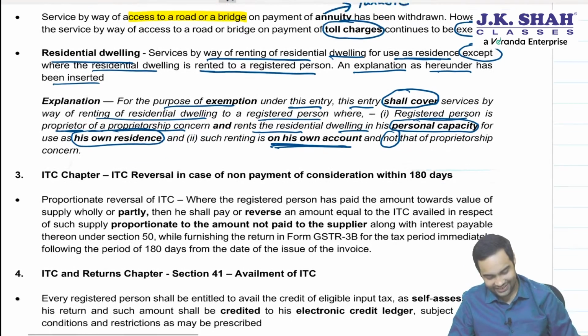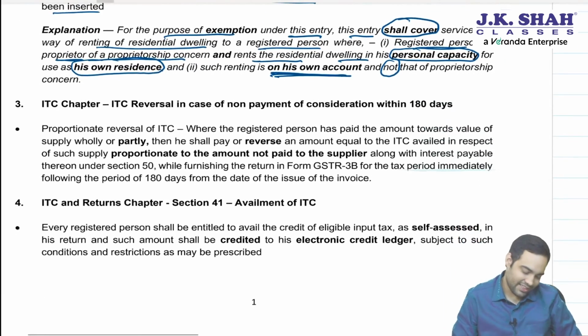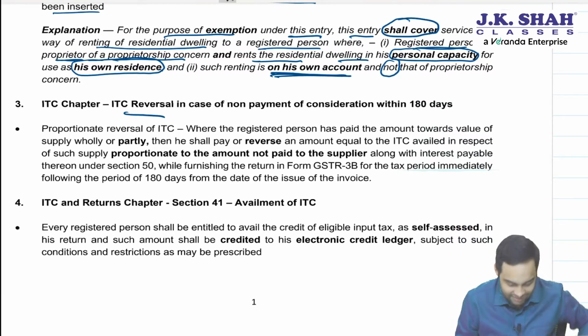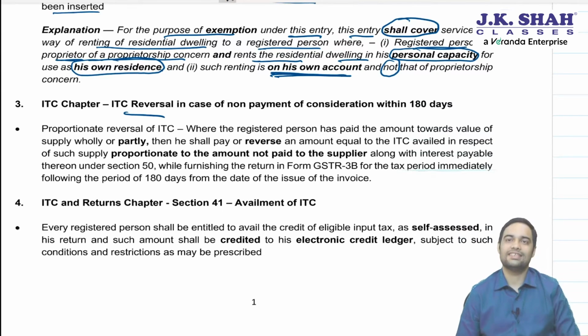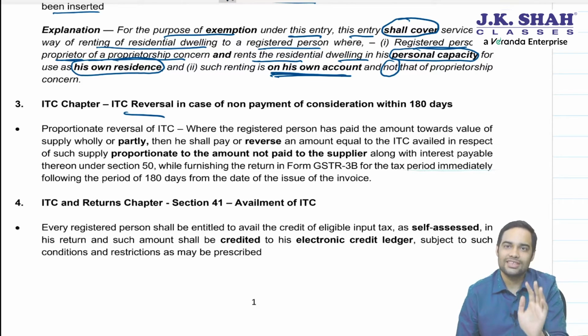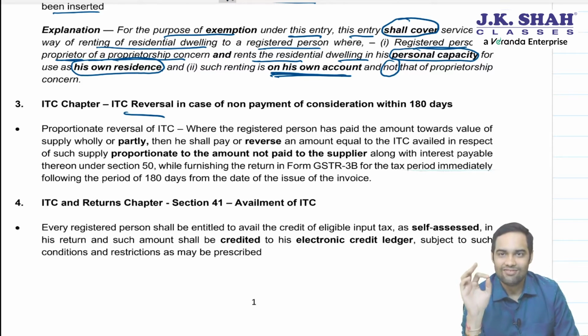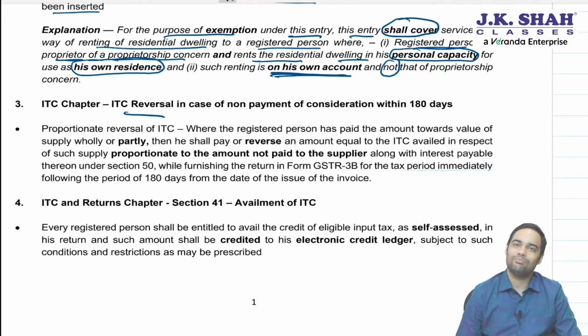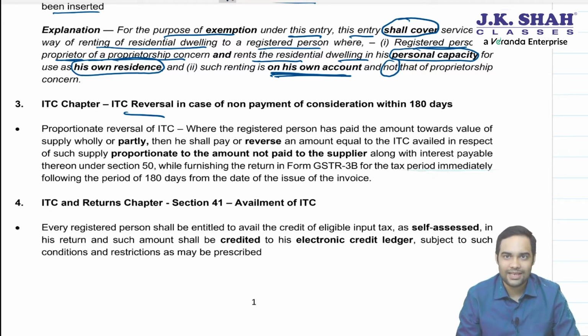Okay. The next amendment is with regard to ITC reversal for non-payment of consideration within 180 days. I am sure you are already aware of this particular provision. If the recipient fails to pay consideration to the supplier within 180 days from the date of invoice, then the recipient has to reverse ITC along with interest at 18% per annum.